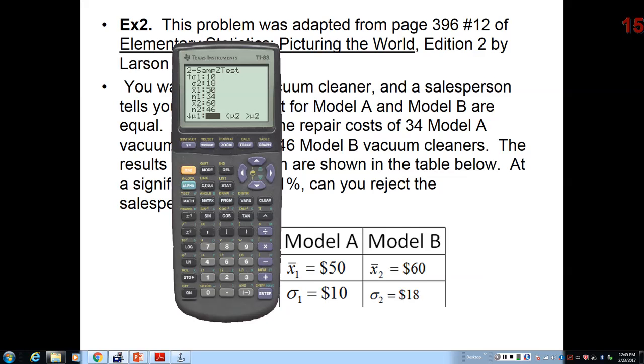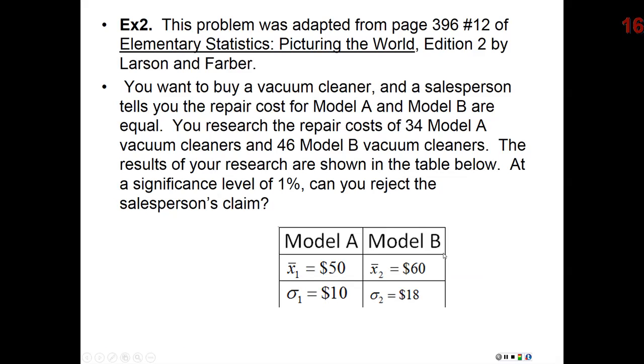Okay, good. On that one, you look at the alternative. The alternative is it's not equal to. So you highlight the not equal, and then hit calculate. And you get your p-value. Okay? So we hit the not equal, we hit calculate, and we get our p-value. It's basically the same thing we've done before. If your p is low, what do you do? Reject the null.